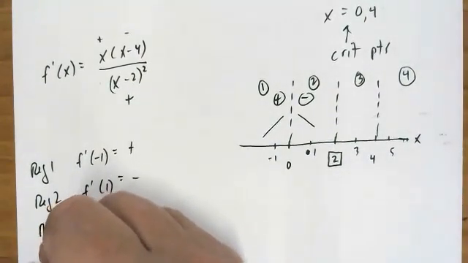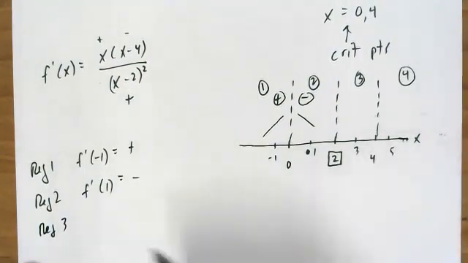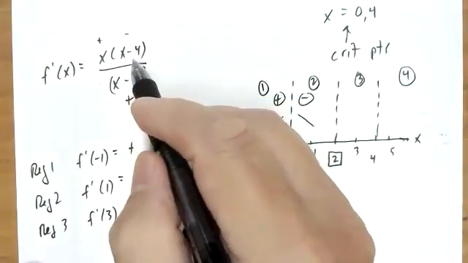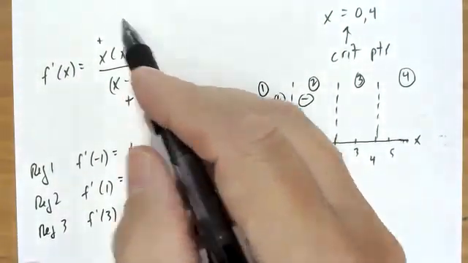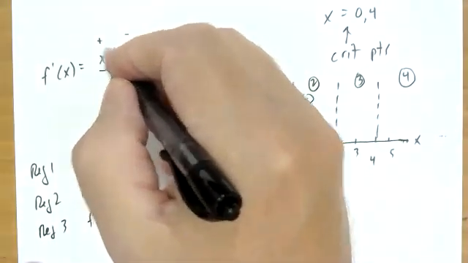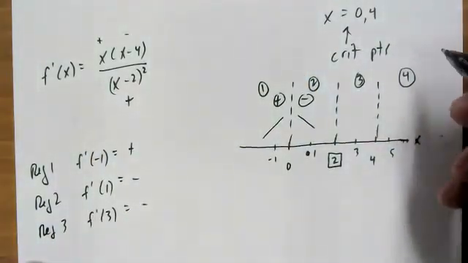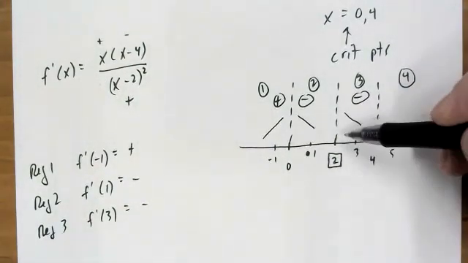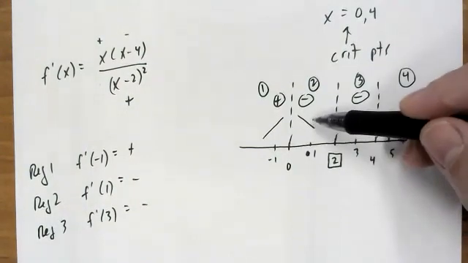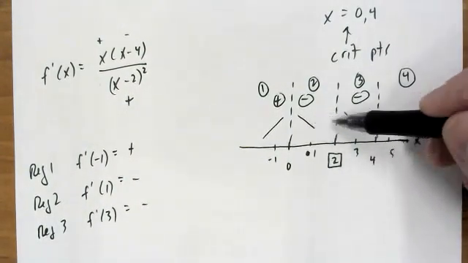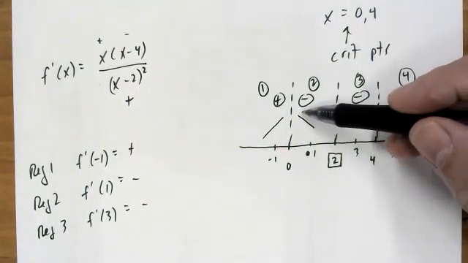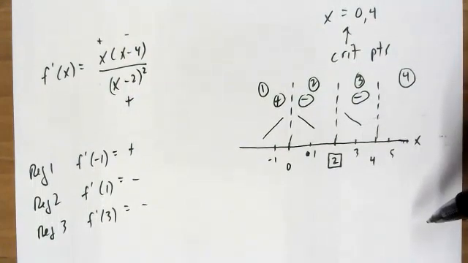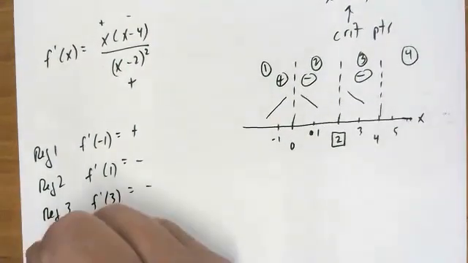So in region 3, my test point is 3. So I plug in 3 into here. 3 minus 4 is still negative, and 3 is positive. So region 3 is a negative region. So what's interesting, for this asymptote, it's negative on both sides. So the function is going to be decreasing, and then we jump over the asymptote, the function is still going to be decreasing.